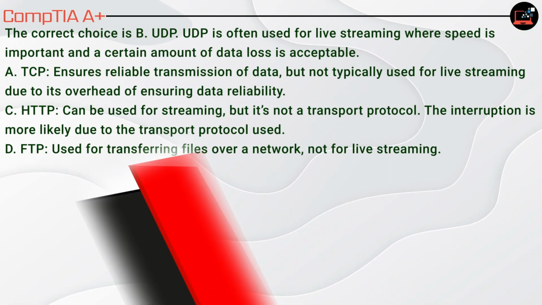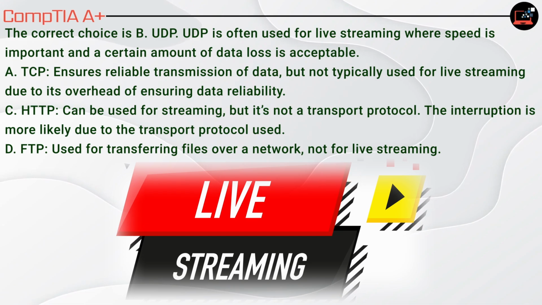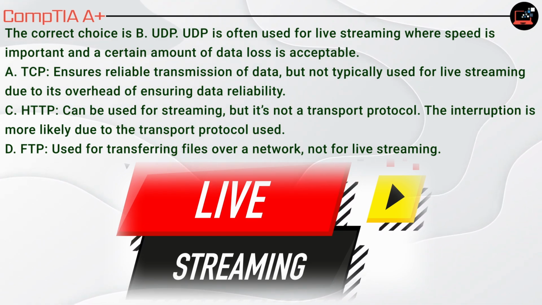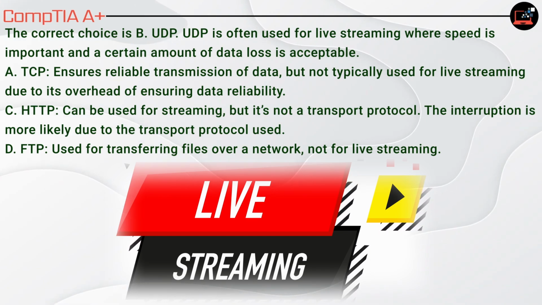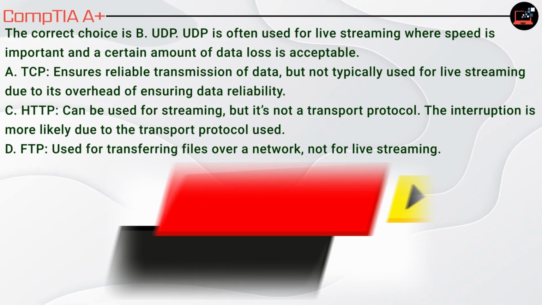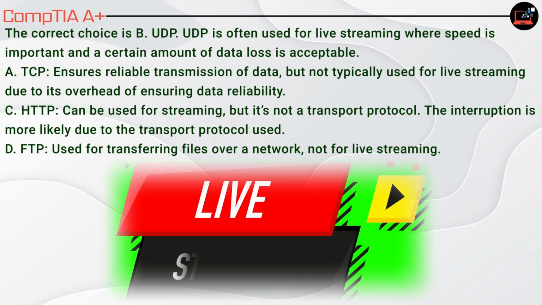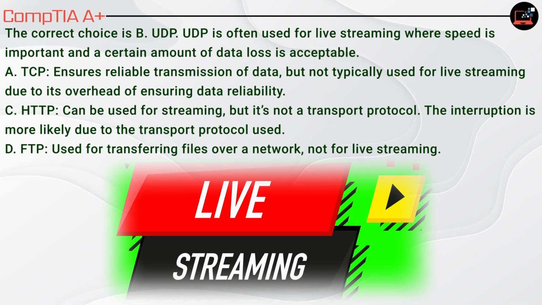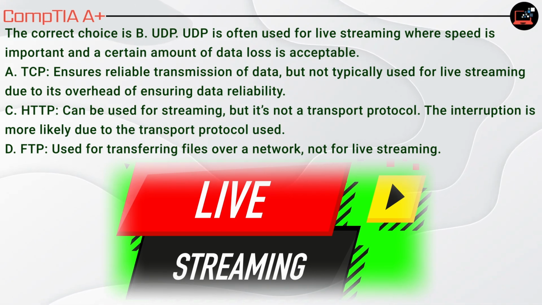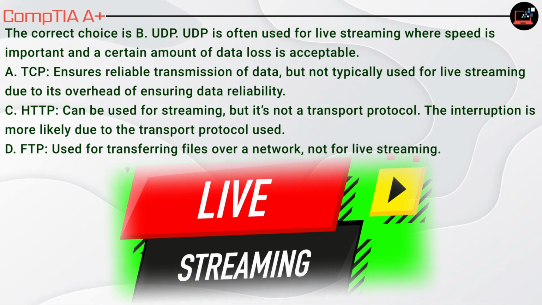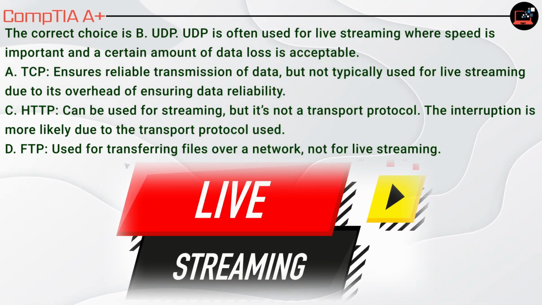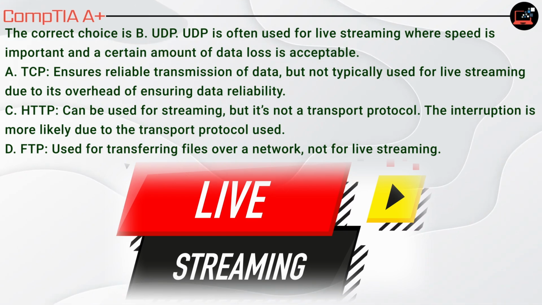The correct choice is B. UDP. UDP is often used for live streaming where speed is important and a certain amount of data loss is acceptable. A. TCP ensures reliable transmission of data but is not typically used for live streaming due to its overhead of ensuring data reliability. C. HTTP can be used for streaming, but it's not a transport protocol. The interruption is more likely due to the transport protocol used. D. FTP, used for transferring files over a network, not for live streaming.